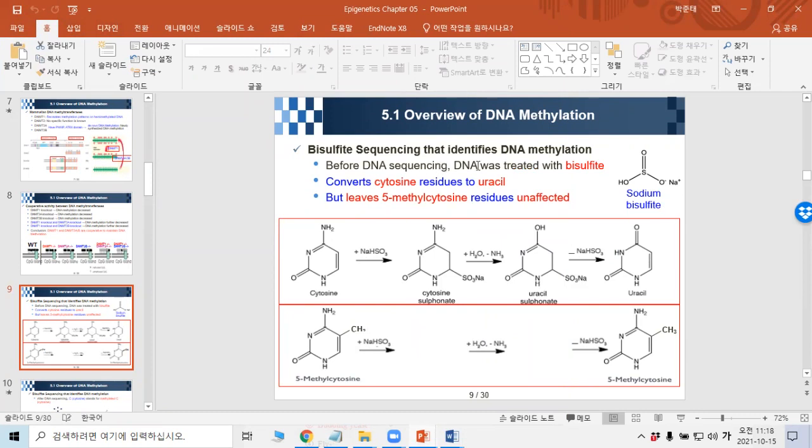Before sequencing, DNA was treated with bisulfite like this. It will convert cytosine to uracil, but if there is methylation here, it leaves the 5-methylcytosine residue unaffected, like this.